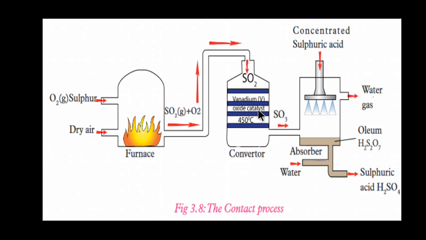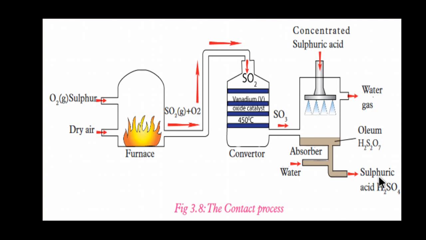The catalyst used is vanadium pentoxide at 450 degrees Celsius, and further SO3 is formed, and SO3 is allowed to pass into this chamber, and in this chamber by the inlet we add the sulfuric acid, and SO3 and sulfuric acid react to form the compound oleum H2S2O7, and further it reacts with water for the dilution purpose, and when diluted it will give the product H2SO4, and excess water is liberated by the outlet as a gas, and by this way we have prepared sulfuric acid.